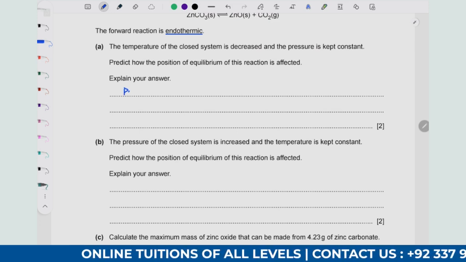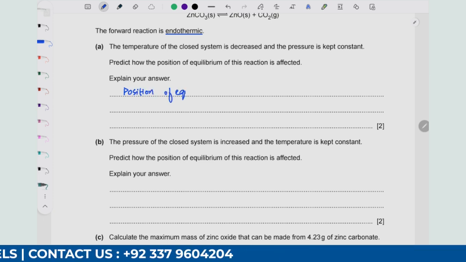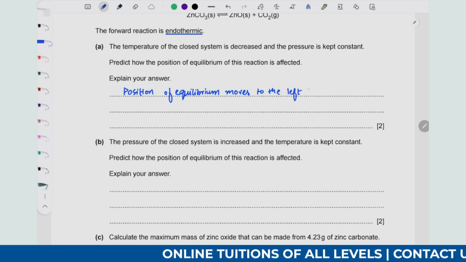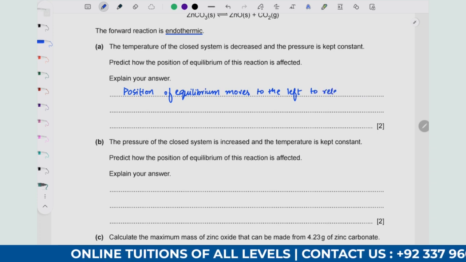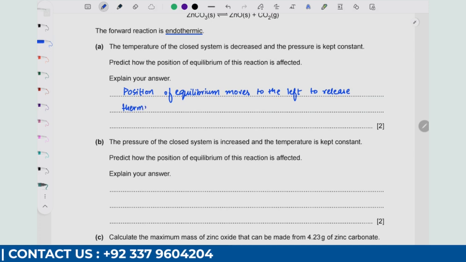So position of equilibrium moves to the left to release thermal energy.